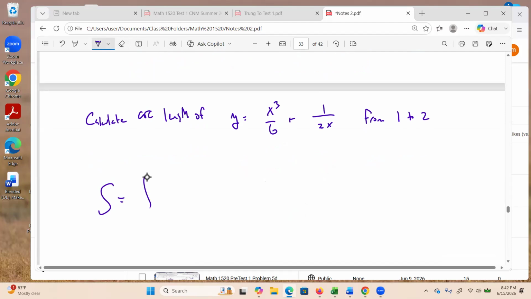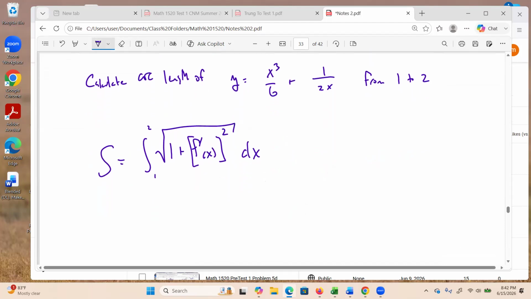So again, let's go ahead and figure this thing out. We have s equal to the integral from 1 to 2 of the square root of 1 plus f prime of x squared dx. Okay. So let's start working through what we have to work through. We have an f of x, which is y. So we have f prime of x, and let's just figure that out. We have 3x squared over 6. Well, that's going to simplify. Plus, now here we have 1/2 x to the negative 1. Let's take our derivative. So we have minus 1/2 x to the negative 2. Okay, so that's what our f prime of x looks like.